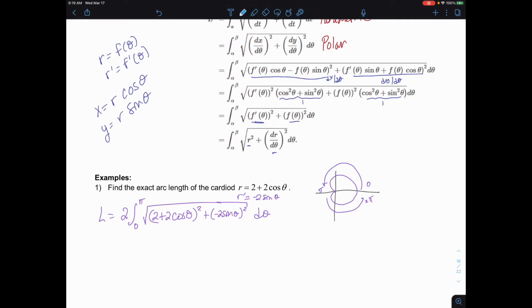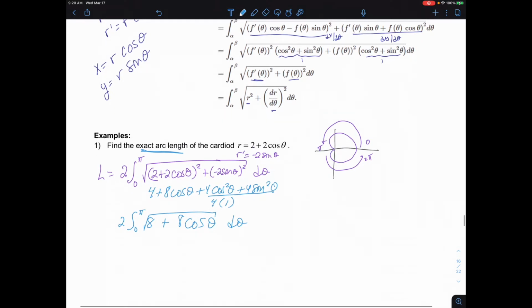Something maybe we could take the square root of, because they want the exact arc length, which means I don't just want to throw this into a graphing calculator and find the integral of that, because that won't be pretty. So we're going to have 4 plus, if I square this out, 8 cosine theta plus 4 cosine squared theta, and then if I square the second part of it out, that's going to be 4 sine squared theta. Well, here, if I factor out that 4, I have cosine squared plus sine squared, which is 1. So I end up with 2, the integral from 0 to pi of 8 plus 8 cosine of theta d theta, and that's underneath the square root.